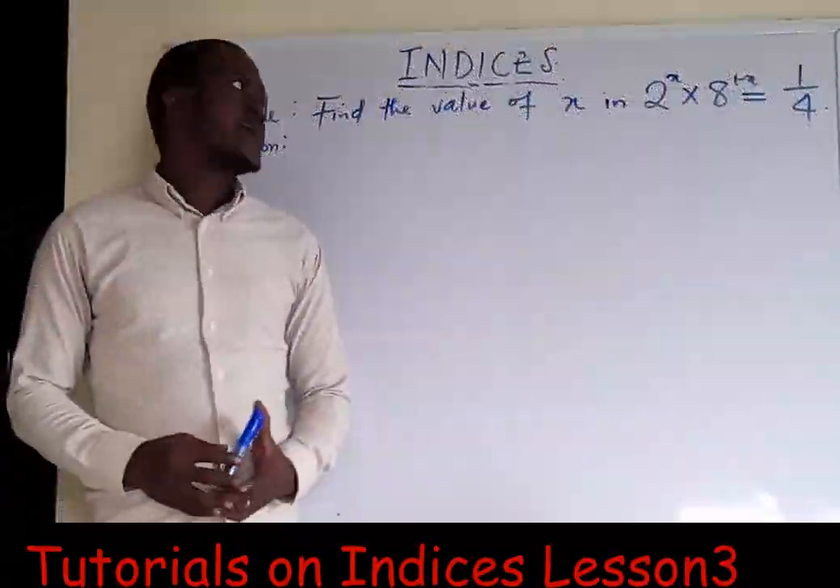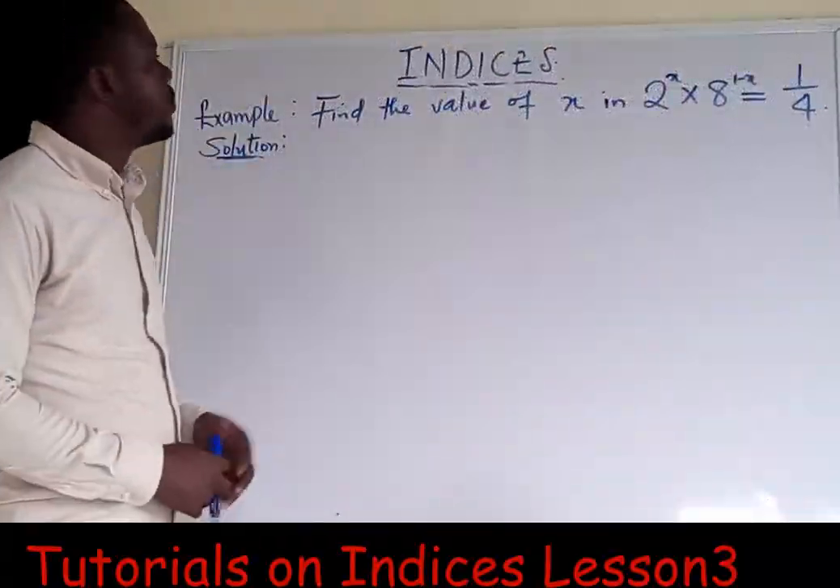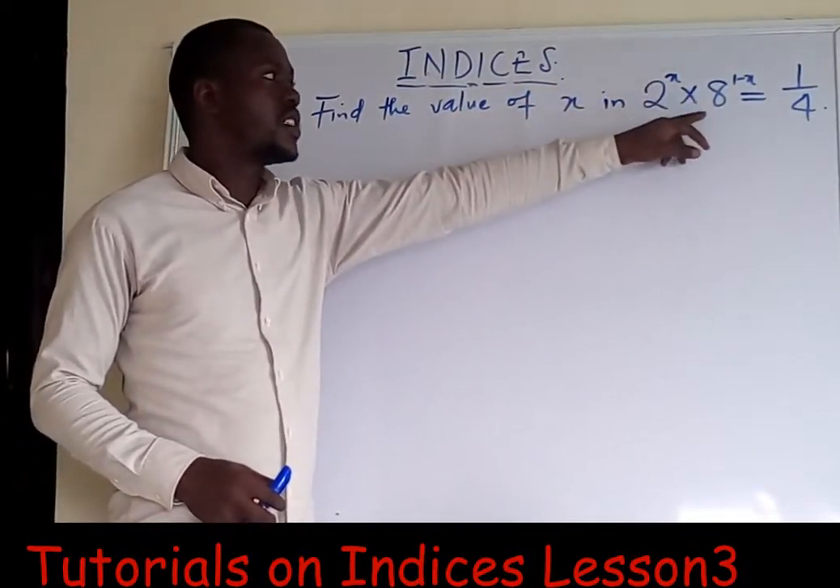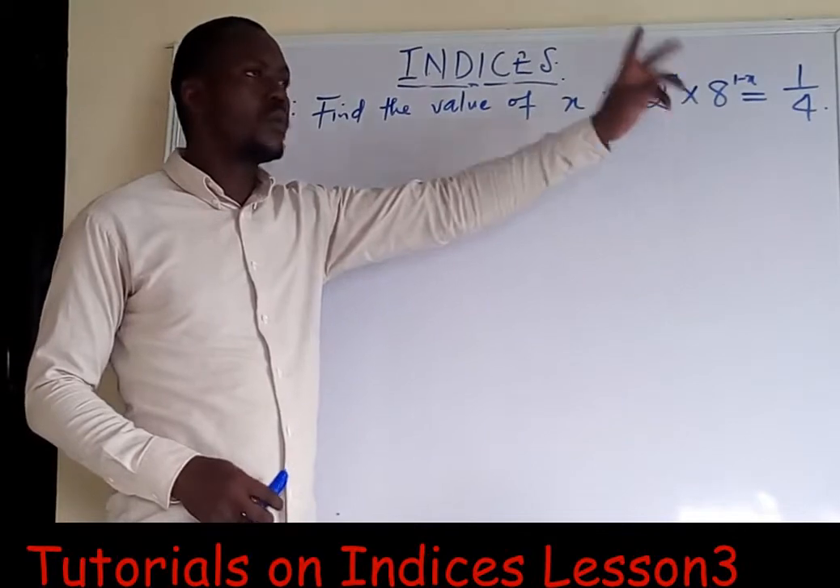Now, welcome back to another example here on the board that says find the value of x in 2 raised to the power x multiplied by 8 raised to the power 1 minus x equals to 1 over 4.